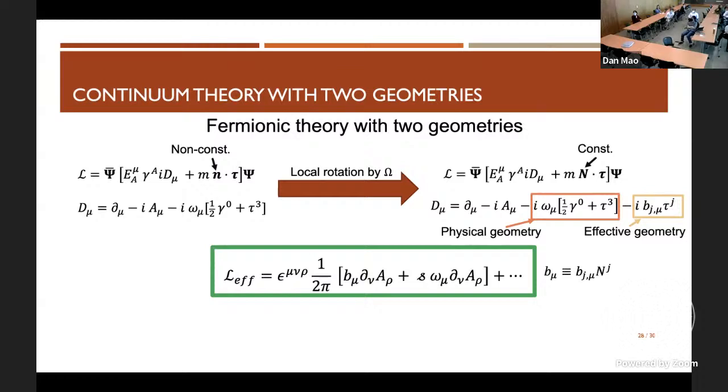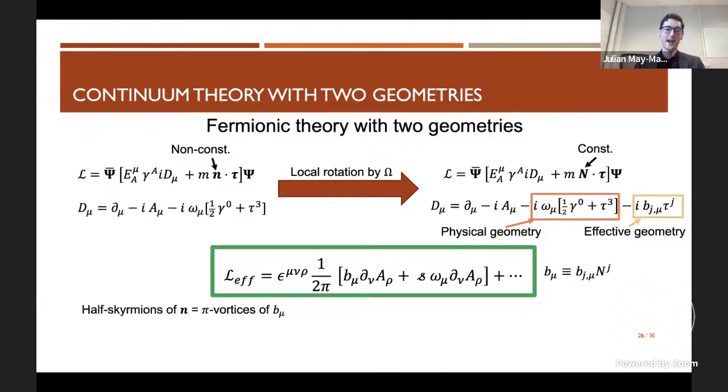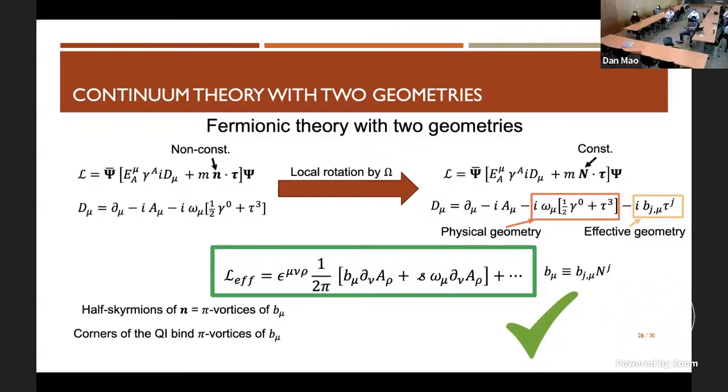And while the geometric term, this omega dA term, aka the Wen-Zee term, is largely the same as what we saw before, we're going to need a little bit of a dictionary to go between our previous knowledge and what we saw here. If we pull the lever a little bit, we're going to find that half fermions of n are going to correspond to pi vortices of B. And similarly, corners of the quadrupole insulator are going to bind pi vortices of B as well, which we can tell by the transformation laws of B. This is very good, and from this and what I've said earlier, we can now tell that this effective field theory is going to describe all the long-distance physics of the quadrupole insulator without resorting to any sort of real lattice regularization. Yeah, so I guess before I move on, any questions about this?